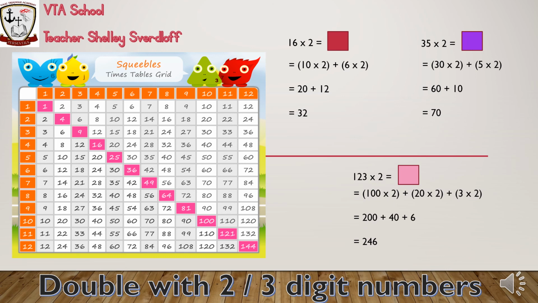In the third bracket, we've got 3 times 2. You can use your chart or do it in your head. 3 times 2 equals 6. So we get the answer. 200 plus 40 plus 6 equals 246.